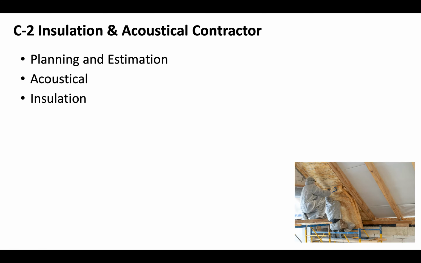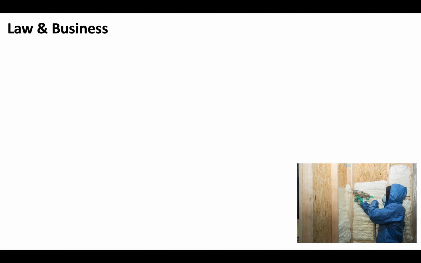Now, the C2 Insulation and Acoustical Contractor exam is broken up into 4 sections: planning and estimation, acoustical, insulation, and safety. And if you haven't already seen our video on the C2 license, it'll give you a little bit more context about what specific responsibilities and duties fall under this classification. You can check out that video. You'll see a link up here.